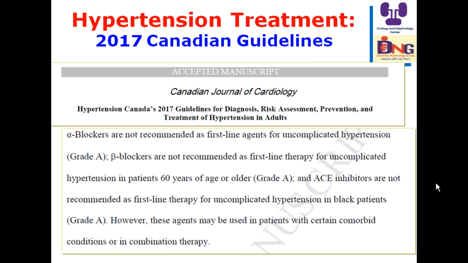A very interesting paragraph in the guidelines. Alpha blockers are not recommended as first-line agents for uncomplicated hypertension, grade A. Beta blockers are not recommended as first-line therapy for uncomplicated hypertension in patients 60 years or older, grade A. ACE inhibitors are not recommended as first-line therapy for uncomplicated hypertension in black patients, grade A. However, these agents may be used in patients with certain comorbid conditions or in combination therapy. All these are very important points to keep in mind when we decide to use antihypertensive treatment.